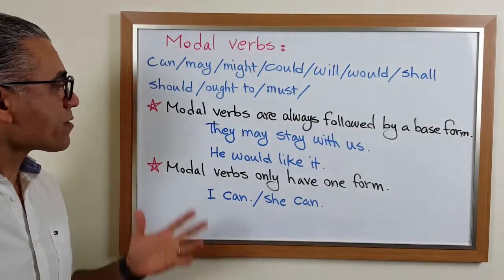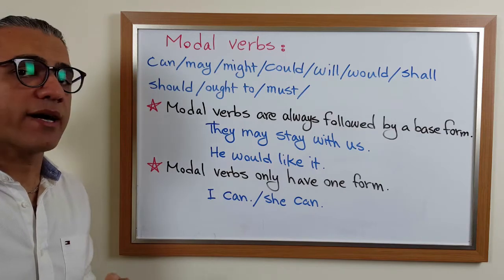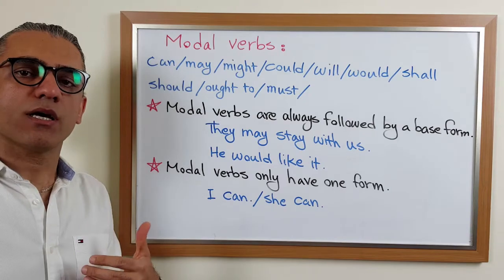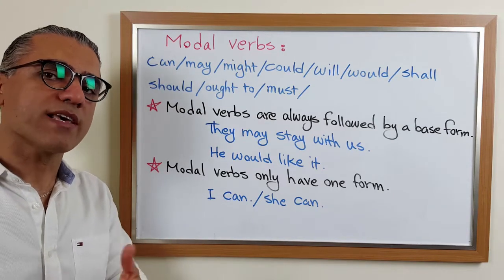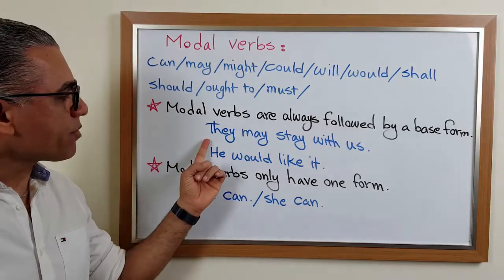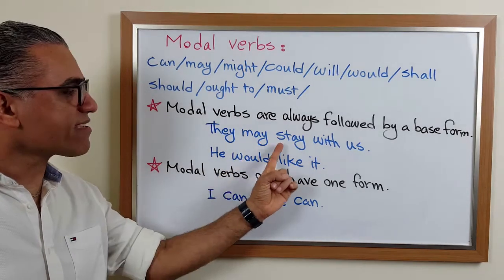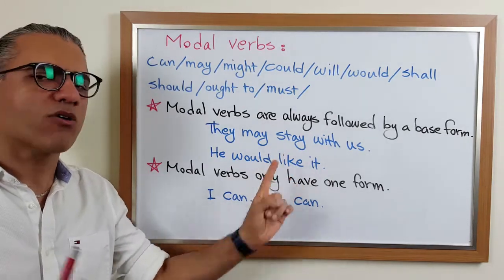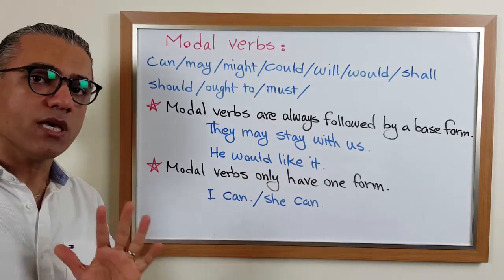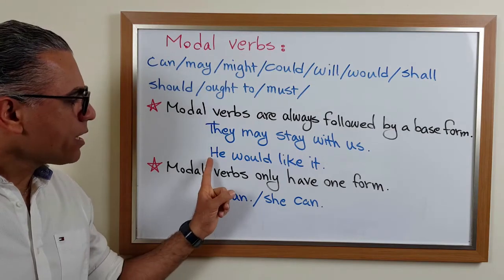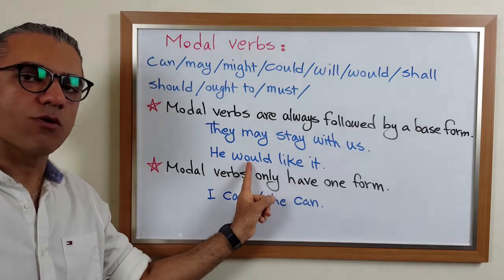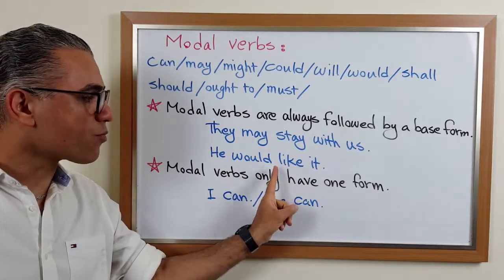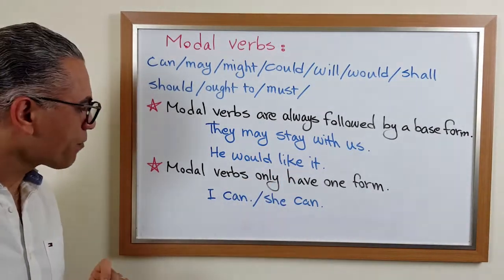The next point is modal verbs are always followed by a base form. If your auxiliary verb is a modal verb, your main verb always needs to be in base form. For example, they may, this is your modal verb, stay with us. This is your main verb. It cannot be stayed or staying or any other form. It always needs to be in the base form, with no exception. He would like it. Again, would is your modal verb, and like is your main verb, which must be in base form.